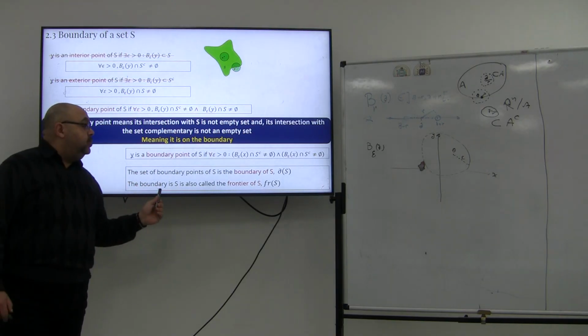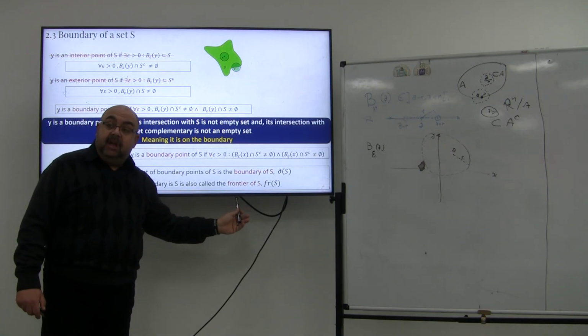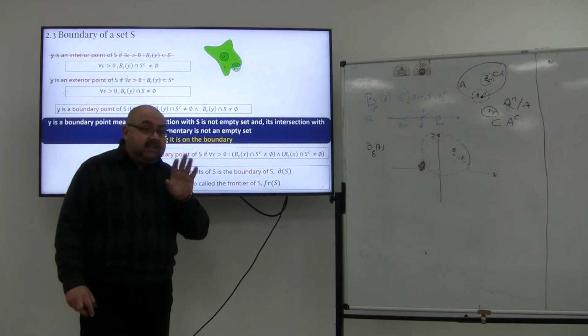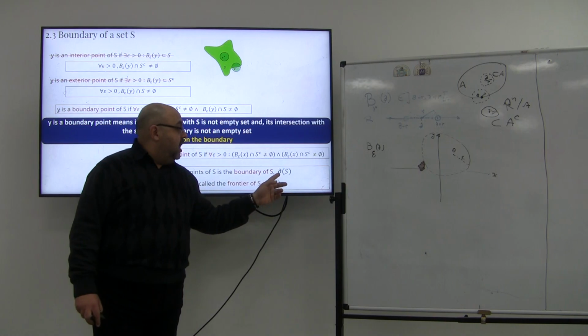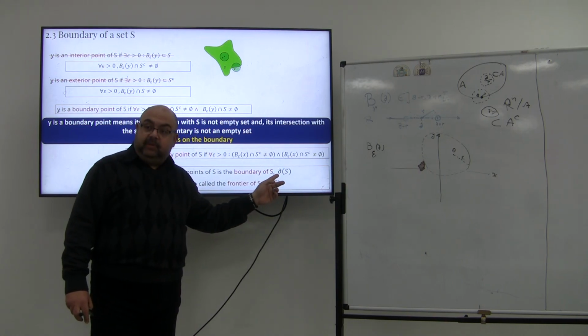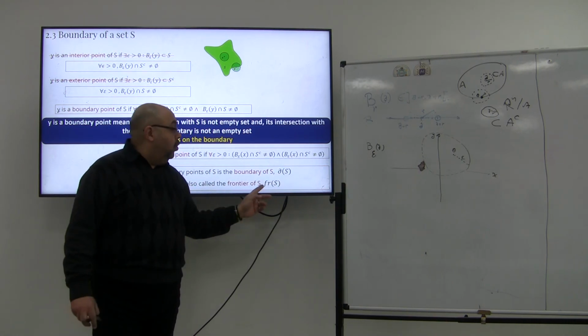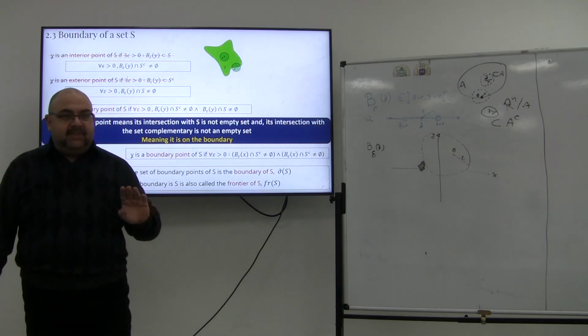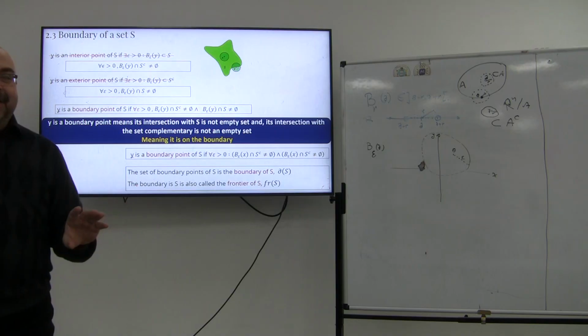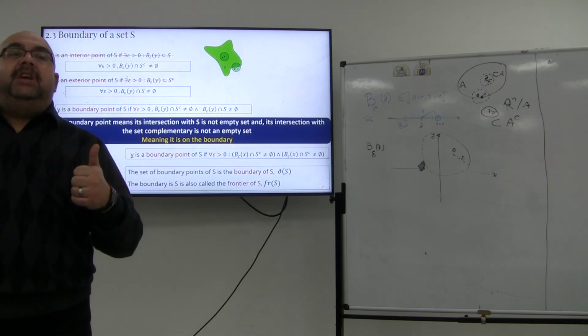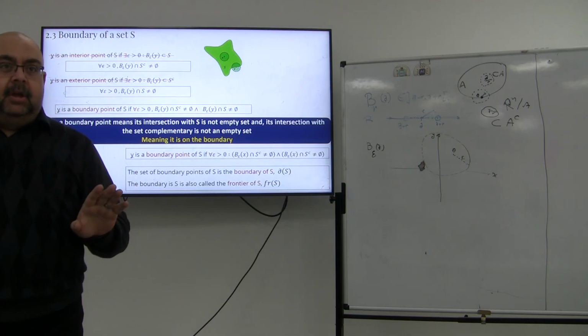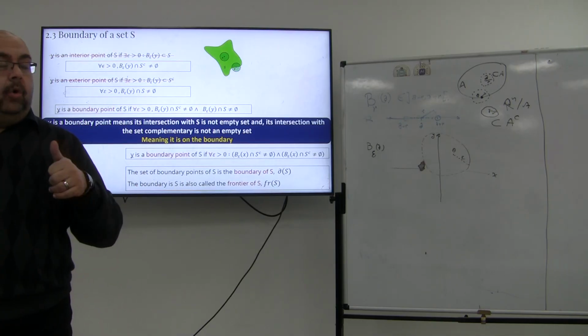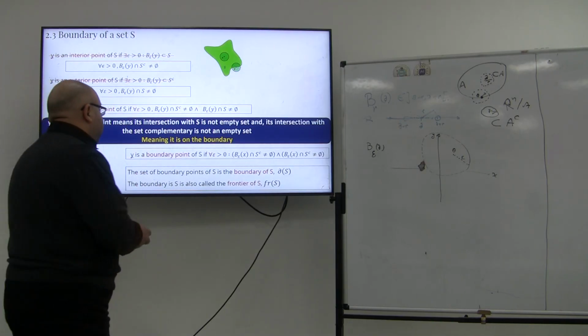Sometimes the boundary points we call the frontier, and they may be symbolized by symbols like this one, partial of S, which means the boundary, or FR, which stands for the frontier of S. All of them stand for the boundary. The frontier of S or the partial of S, as you can see.